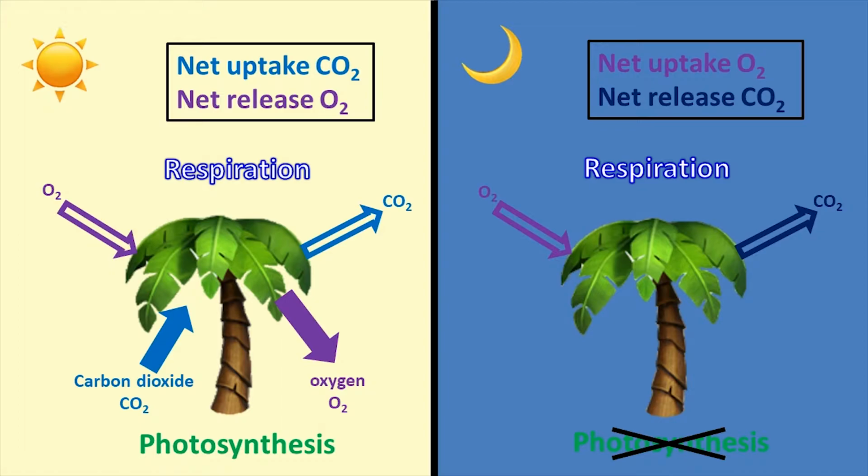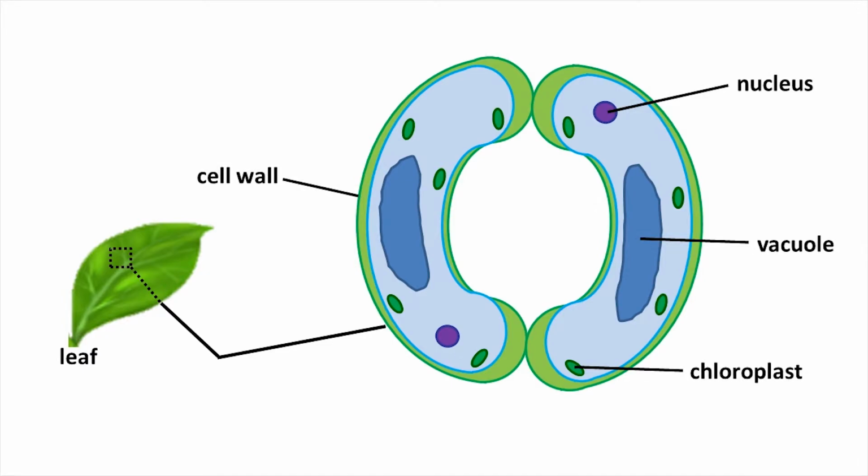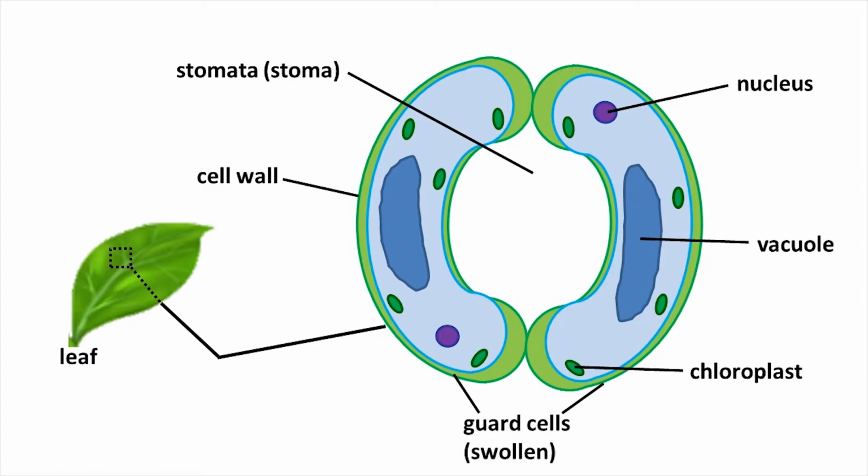Now let's look into the structure of plants and how it is adapted to the function of gas exchange. This is a leaf. There are tiny pores on the epidermis of the leaf, and these tiny pores are called stomata or stoma. Stoma is singular, while stomata is plural. Surrounding the stomata, there are two guard cells for each stoma. It is the guard cells that control the opening and closing of the stomata.